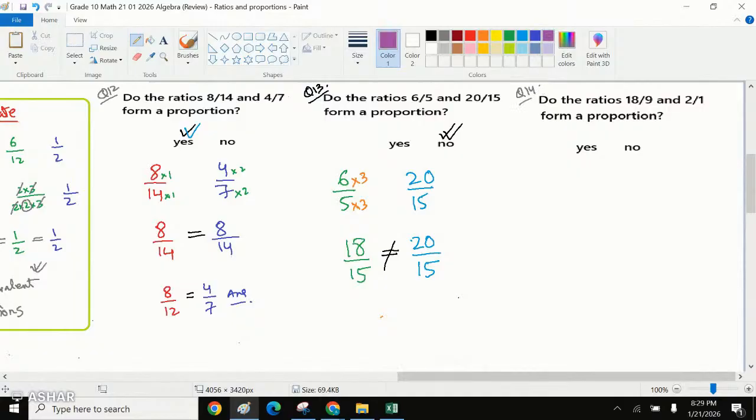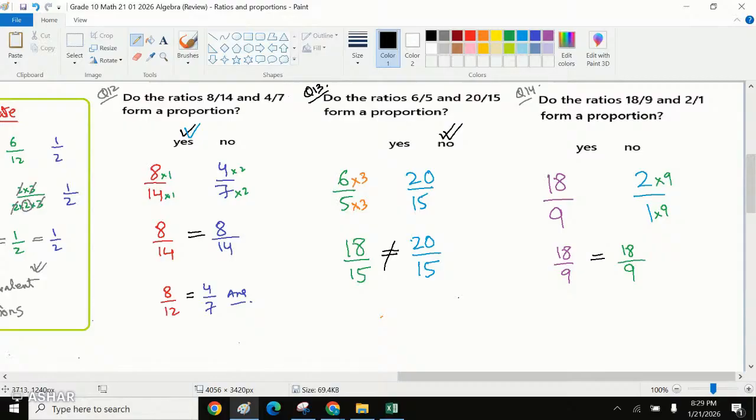So 18 upon 9, right? And 2 upon 1, right? If we have 18 upon 9 and 2 upon 1, what can we say? The easiest way is to simplify. 18 upon 9 is equal to 2, right? Or if we want to do the lengthier method, 2 times 9 is 18, 1 times 9 is 9. And we say, yes, they are equal.